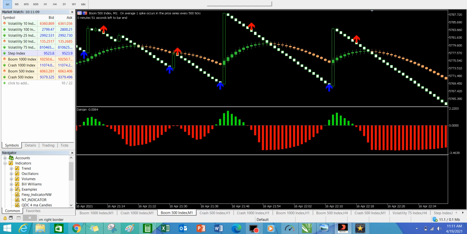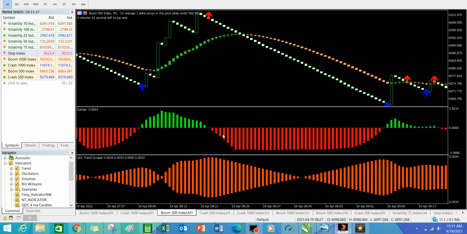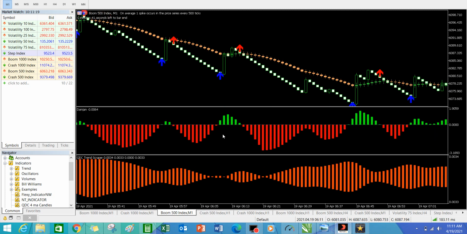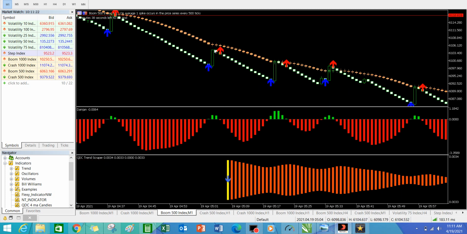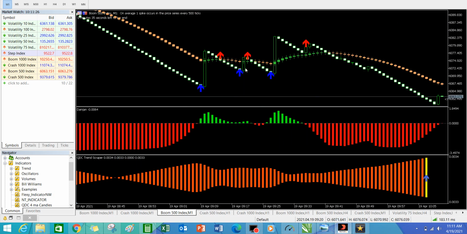Again, let's check out what is happening with Boom 500. I'm using the QD6 scraper indicator here. Right now Boom 500 has been on a very long downtrend. You can see the trend indicator showing us that the market was red, and it's been going down for a very long time. But right now the trend is about to change to an uptrend, so be prepared for that.